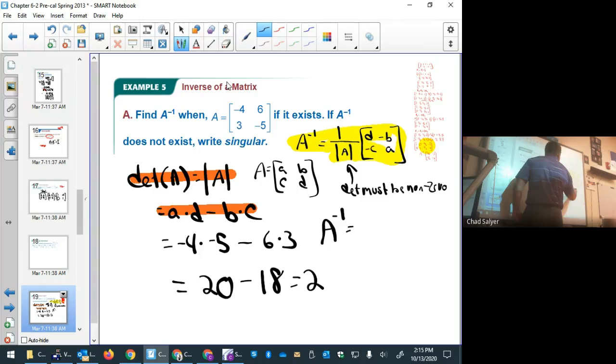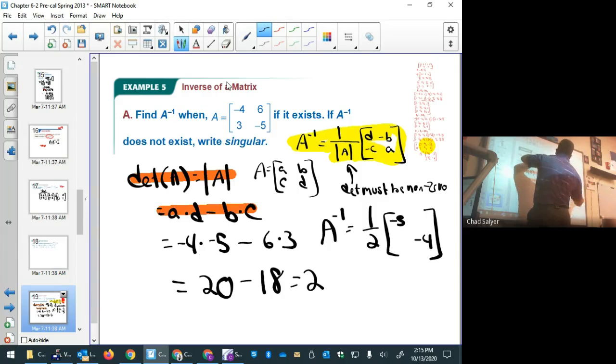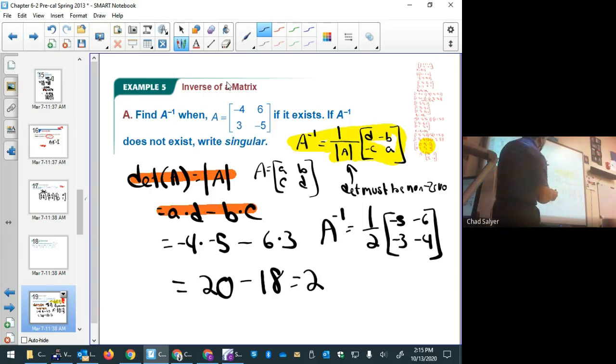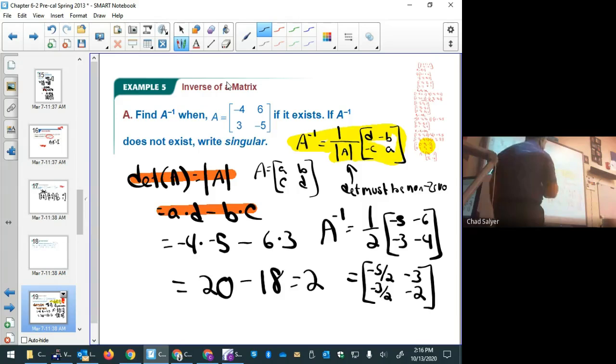So A inverse, and it's also non-zero, so that tells me that the matrix exists. So this is D, so that's -5. A down here, that's -4. And then these just change signs. Flip those. Change the sign like this. Okay. So when I multiply everything by 1/2, you get this. So we use the calculator to check ourselves.